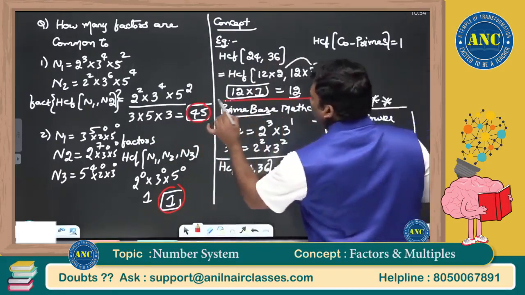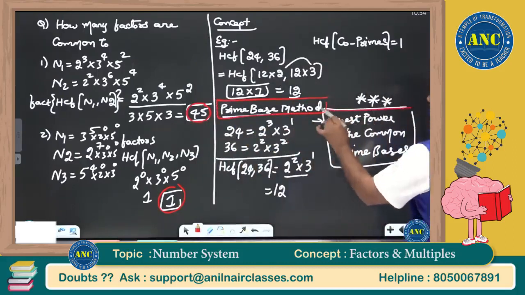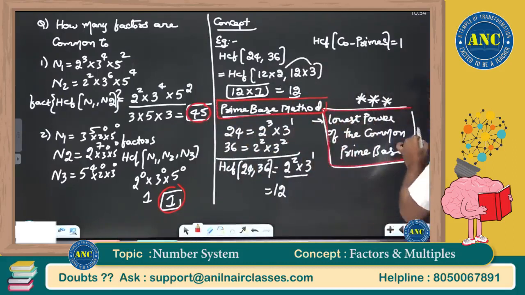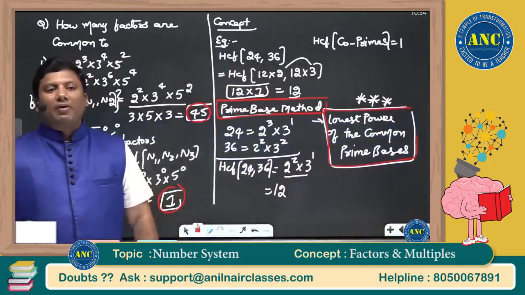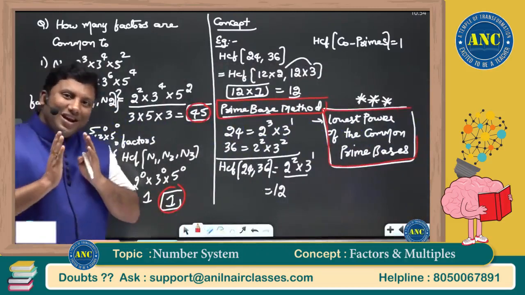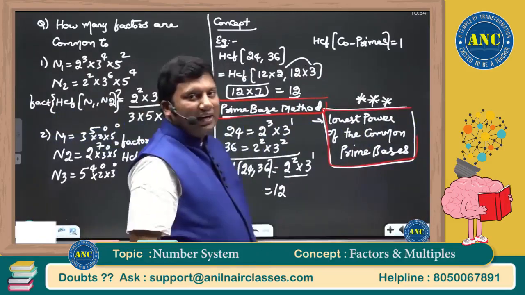How to determine the common factors using the prime base method? The prime base method says write the number as a power of prime numbers and take the lowest power of the common prime basis. Lowest power of the common prime basis. I hope the idea is clear.